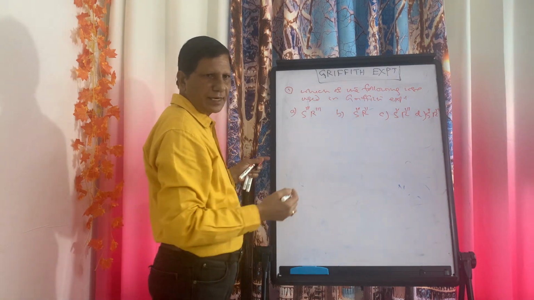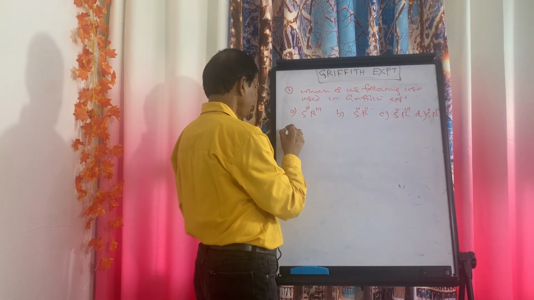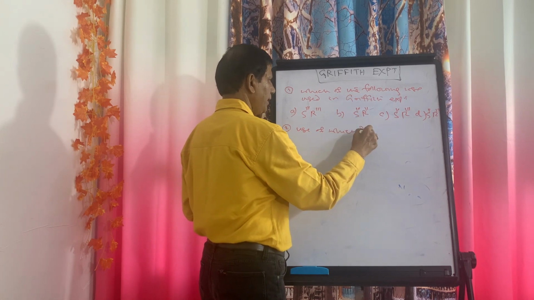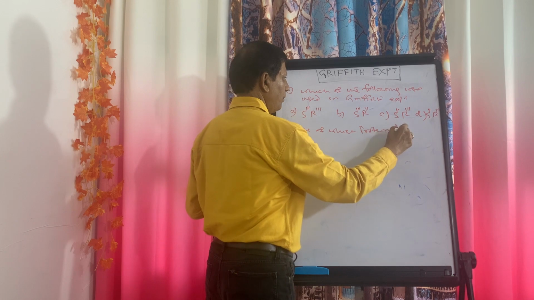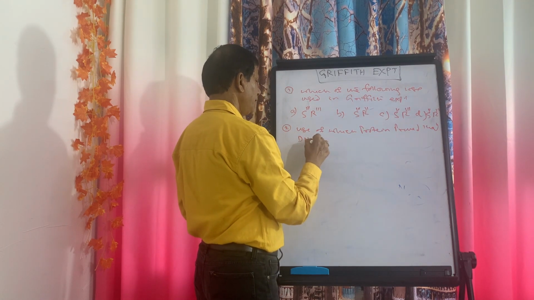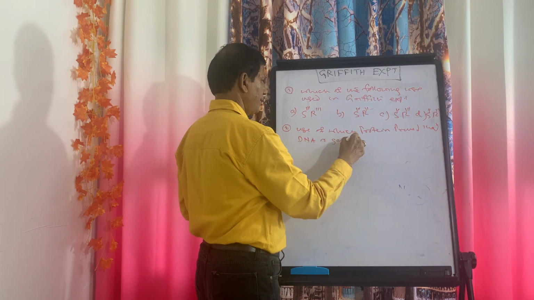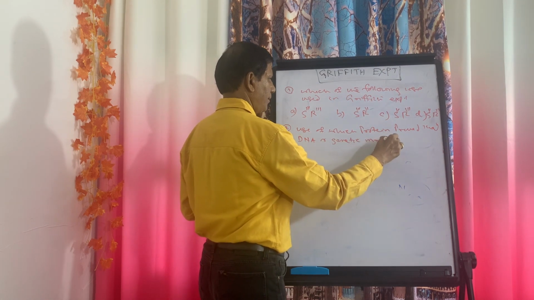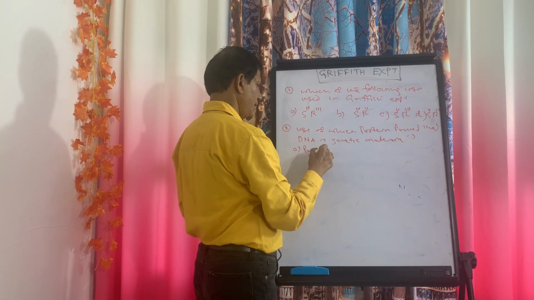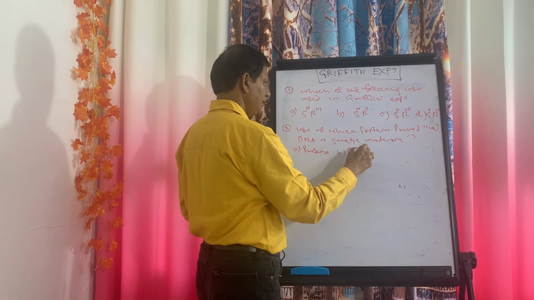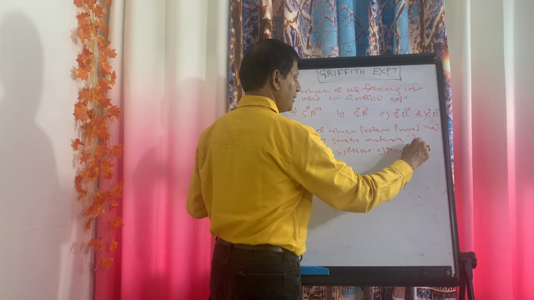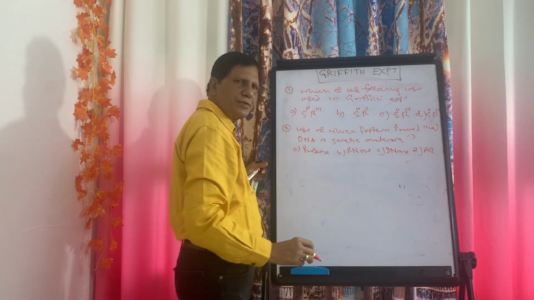Now come to the second question. Use of which enzyme proved that DNA is genetic material? A choice protease, B choice RNase, C choice DNase, and D choice all the enzymes.